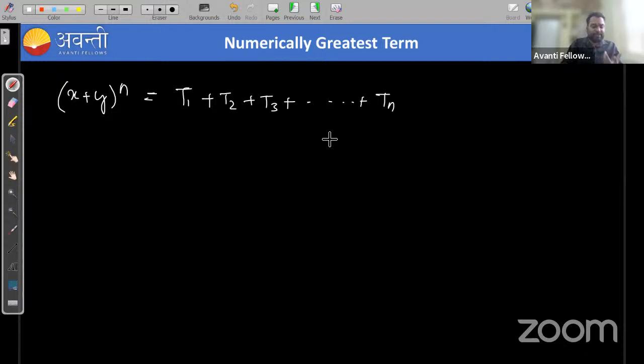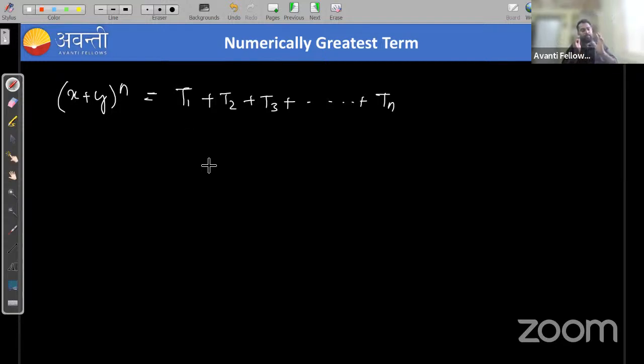So if I ask you to find the numerically greatest term, how can we find it? What is the meaning of numerically greatest term? Already we have learned one thing when we found the maximum binomial coefficient, right? We already studied these things. The middle term always has the maximum binomial coefficient. Yes or no? So similarly, here we are going to study how we can find the numerically greatest term. Okay, so we'll understand these questions. Don't worry.